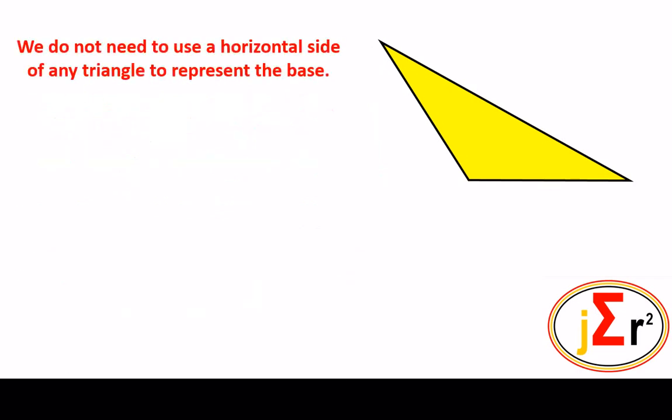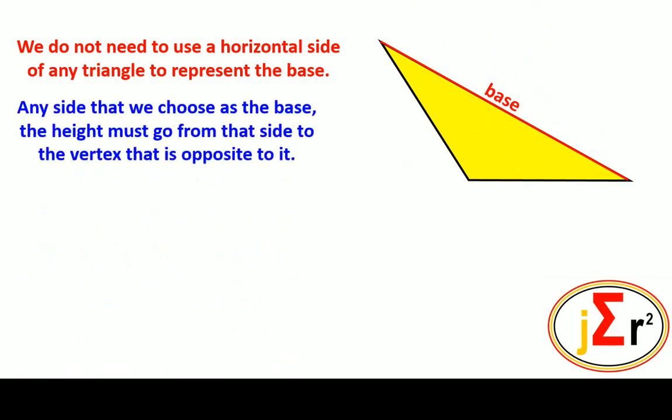We do not need to use a horizontal side of any triangle to represent the base. If we are identifying the base of any triangle, we do not have to use a horizontal side. It can be any side that we identify as the base. When we identify the base, the same thing holds. Any side that we choose as the base, the height must go from that side to the vertex that is opposite to it. The height has to go from the base to the vertex that is opposite to the base. Any side that we choose as the base.